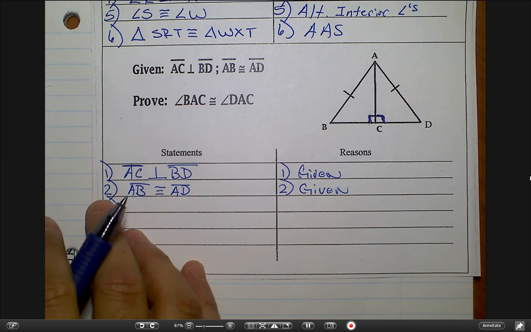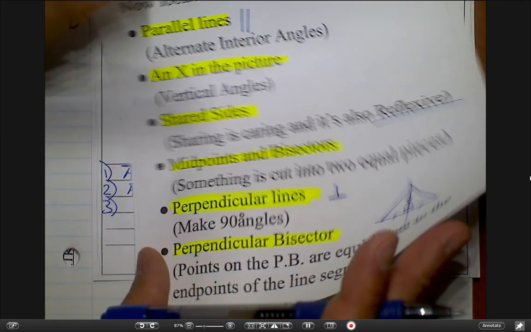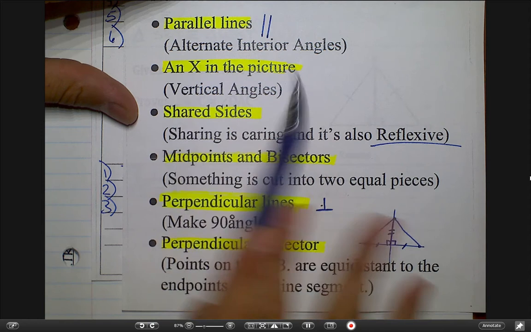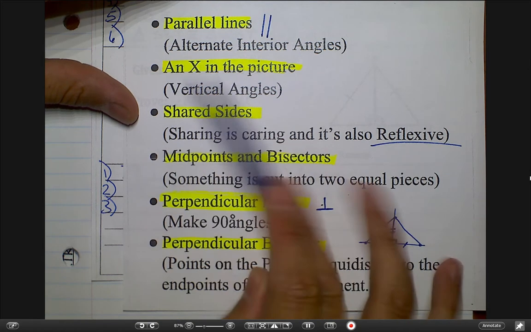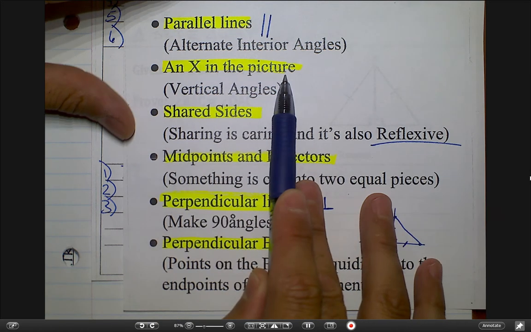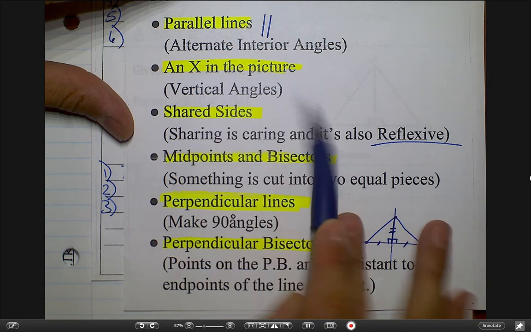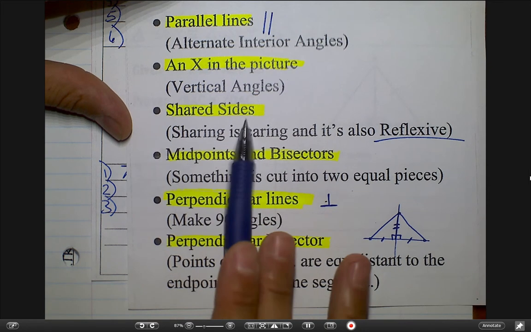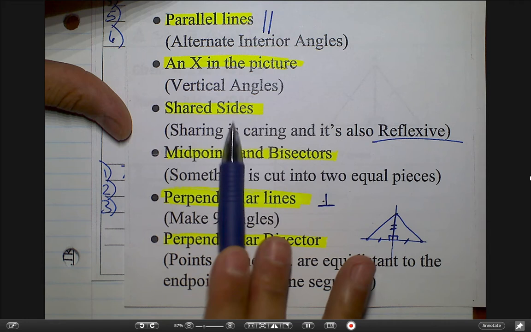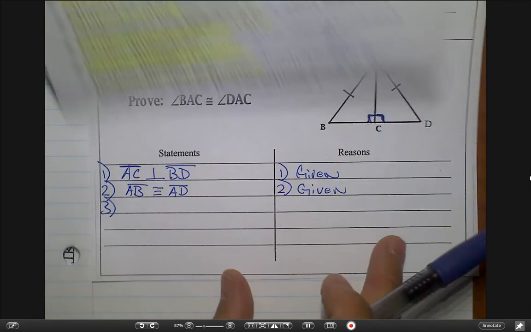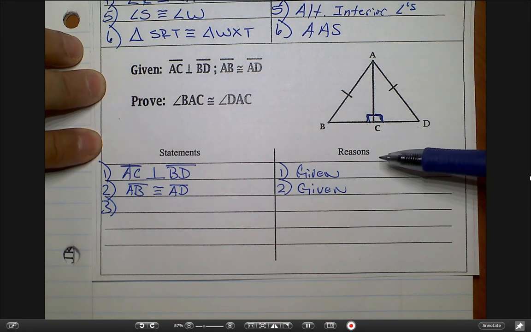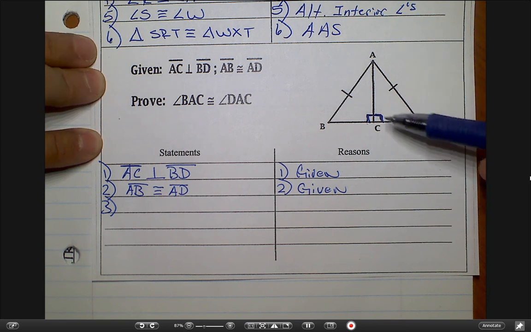So if I'm looking at my checklist, do I have parallel? Say no. Class, do I have an X in the picture? No, I don't have an X. They don't make an X, do they? Do they have a shared side? Yes, they share a side. So let's see. What side do they share? AC, don't they? So if they share AC, what am I going to write?